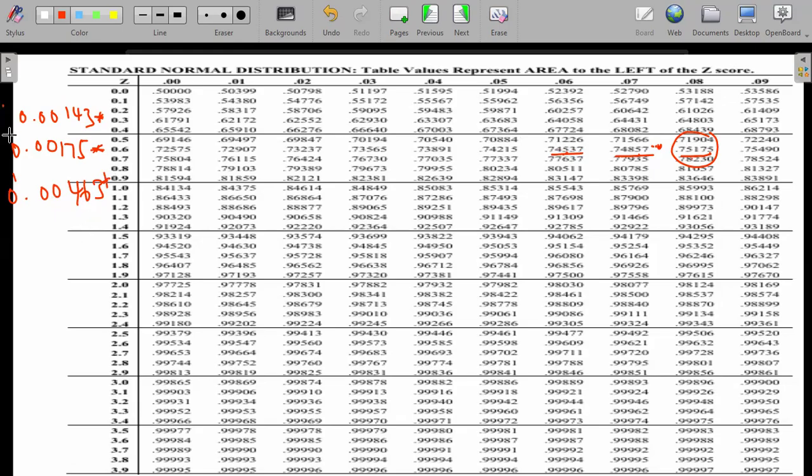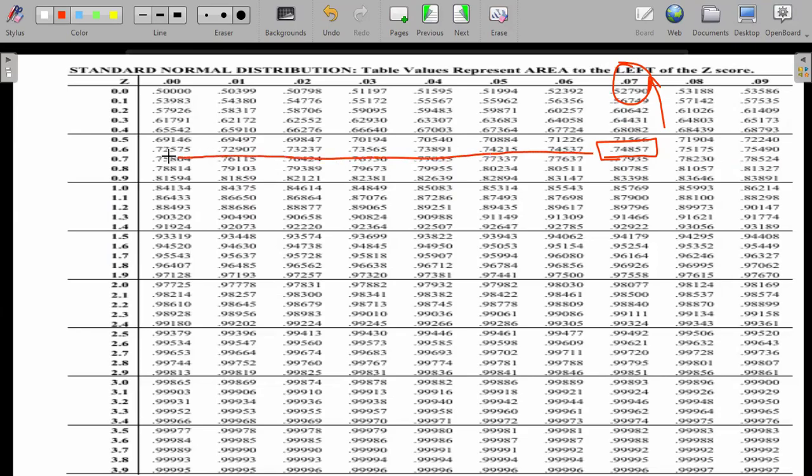Okay, we see that the one which is smaller is this one. So it means this number here is the one which is closest to 0.75. So we are going to get this number and use it to find the z-score. If I go up, I'm finding 0.07, and if I go to the left-hand side, the far end there, I'm finding 0.6.